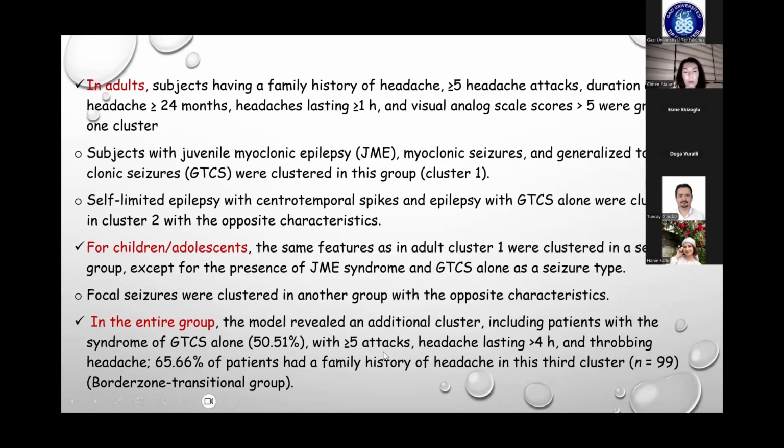In the entire group, the first table that I showed you, the model revealed an additional cluster, including patients with the syndrome of generalized tonic-clonic seizures alone, with more than 5 attacks, headache lasting more than 4 hours, and throbbing headache, and 65.66% of patients had a family history of headache in this third cluster, which we have called a border zone transitional group.